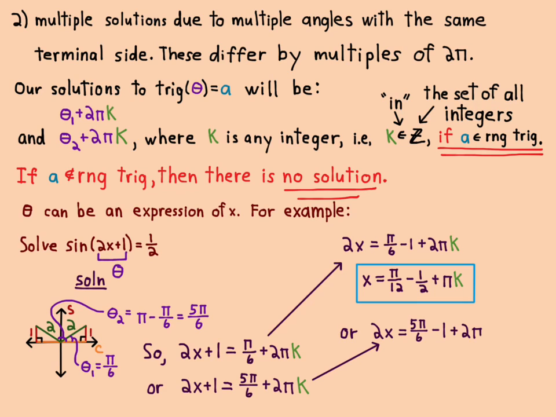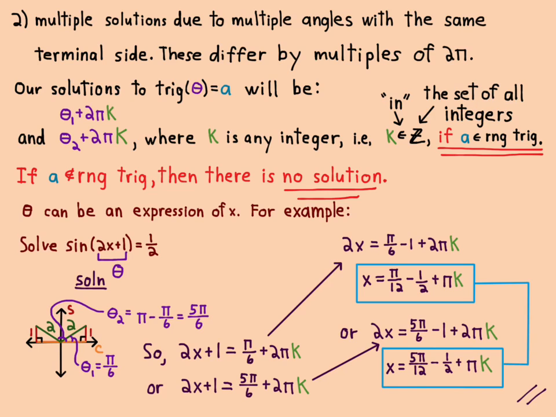And then for the second one, I did the same thing. I just subtracted 1 from both sides of this. I get 2x equals 5 pi over 6 minus 1 plus 2 pi k. I have to divide all the terms by 2 to isolate the x. So I did that. I get x equals 5 pi over 12 minus 1/2 plus pi k.